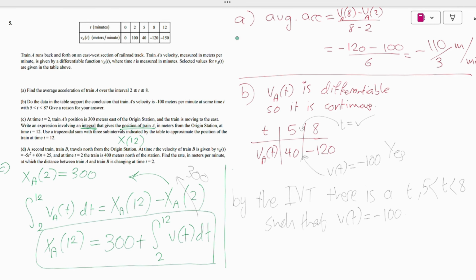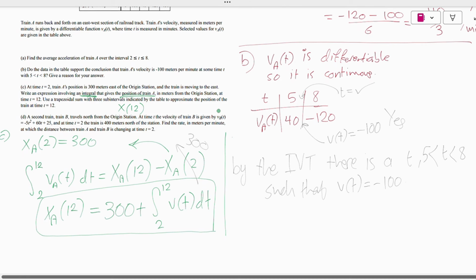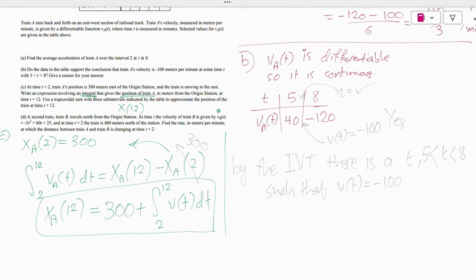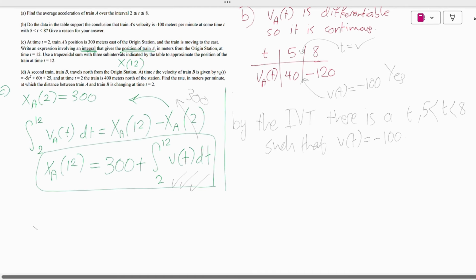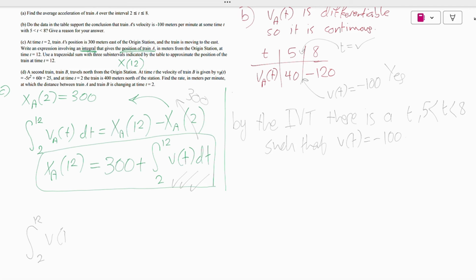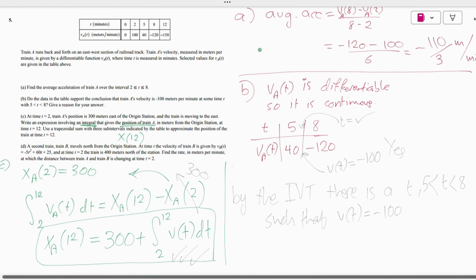Now, we're not done with part C. It says use the trapezoidal sum with 3 subintervals to approximate XA of 12. So we need to approximate this amount here using the trapezoidal sum, and then we will replace it back here. So what is the value of this integral from 2 to 12 of v of t dt using a trapezoidal sum? Well, we have to go back and use the 3 subintervals as it's mentioned.